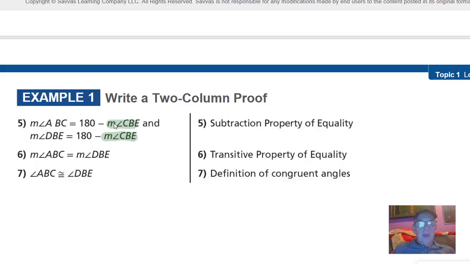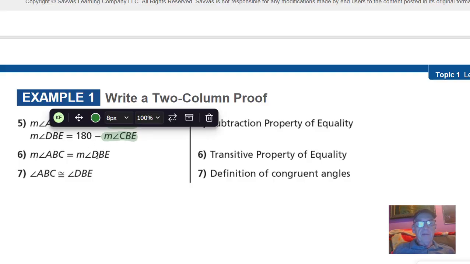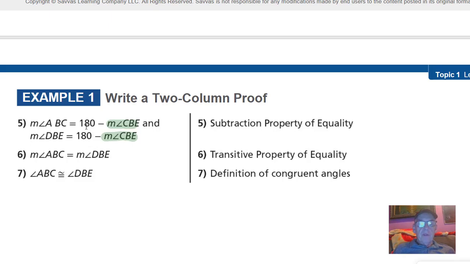Now notice that in step 5, ABC is equal to 180 minus the measure of CBE. And DBE is equal to exactly the same thing. Since both of these are equal to 180 minus the measure of CBE, I can use the transitive property and set those equal to each other. So that's what went on between step 5 and 6. I might make a note here with the transitive property, go back to this, that steps 5 and 6 were combined together to give us that the measure of ABC is equal to the measure of DBE.